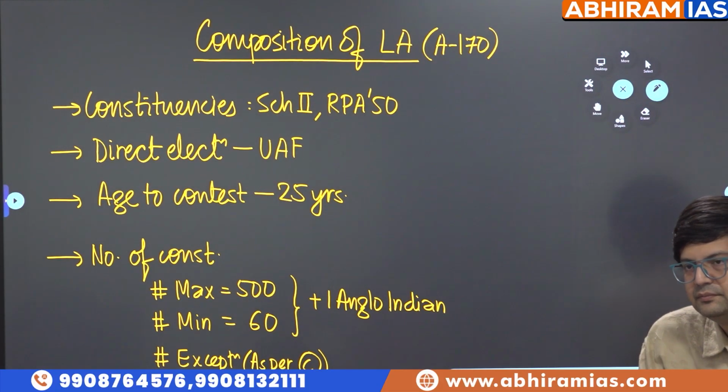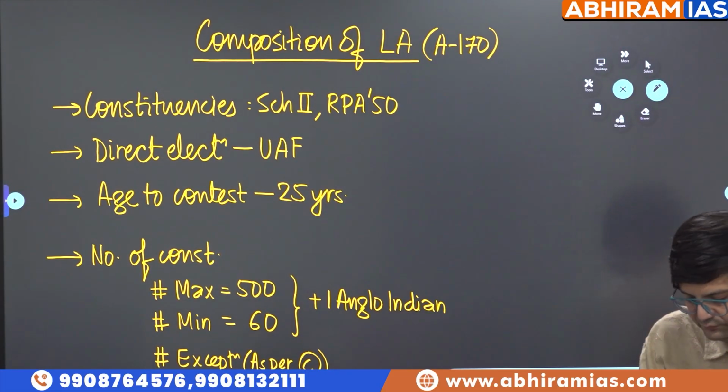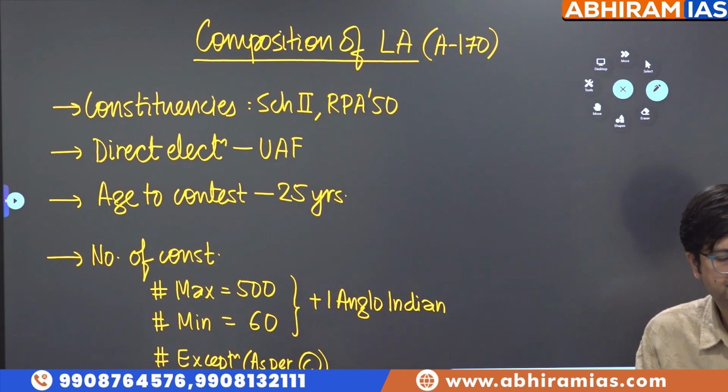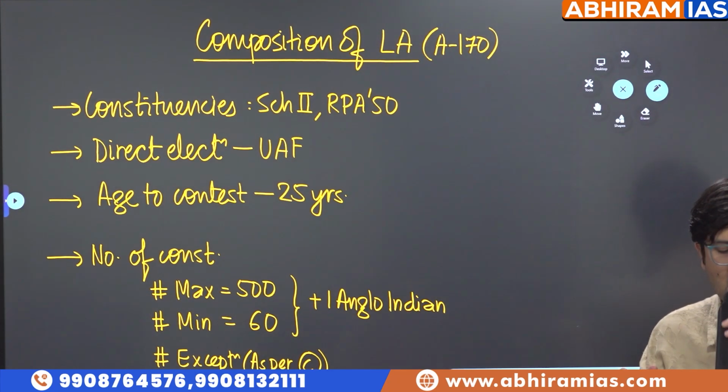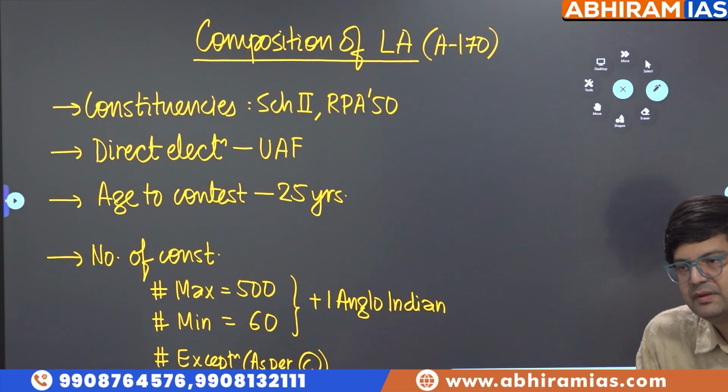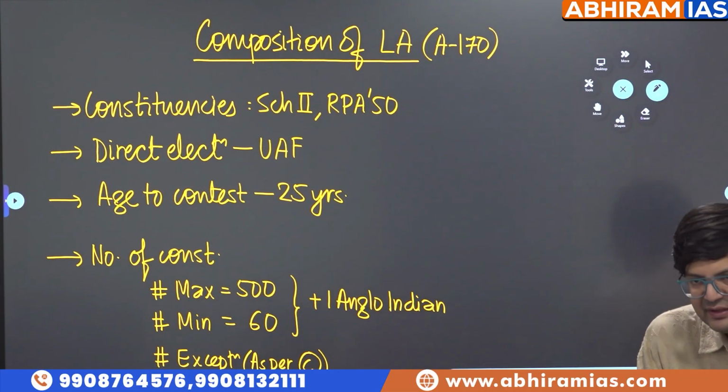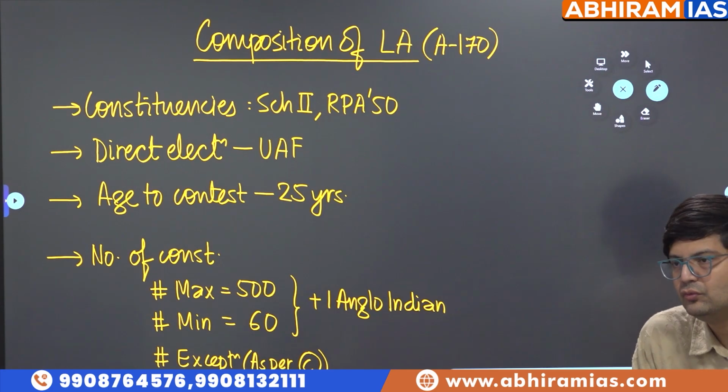Sikkim, bracket 30. Mizoram, 40. Arunachal, 30. Goa, 30. Okay. Now, just to clarify, Nagaland currently has 60 MLAs, Arunachal has 60 MLAs, but my point is they can have as low as 30 MLAs also. Are we clear?